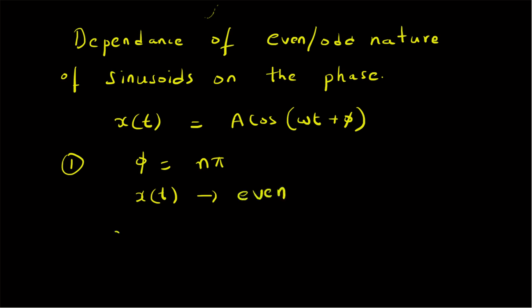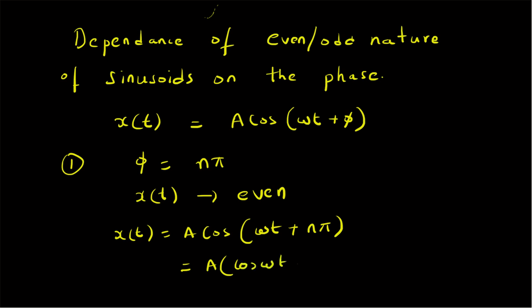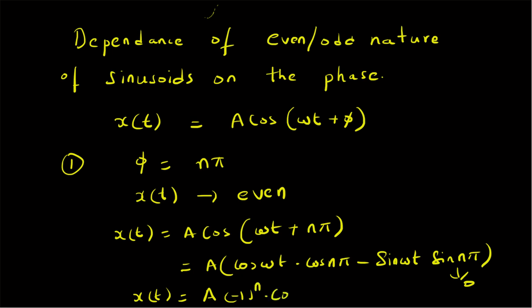You can easily verify this one. X of t is equal to a times cos of omega t plus n pi. Since cos of a plus b is cos a cos b minus sin a sin b, the second component, that is a times cos of omega t into cos of n pi, and then we have minus sin of omega t sin of n pi, and sin of n pi is always 0. So x of t reduces to a times cos n pi, which is basically minus 1 power n, and then cos of omega t. So this function is always even. So x of t is even whenever phi is equal to n pi.